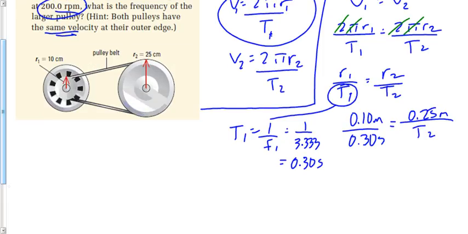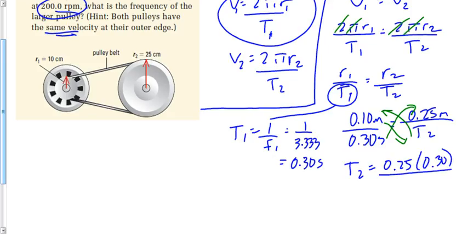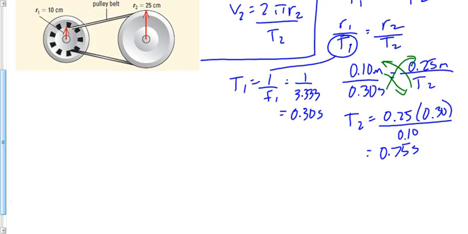So let's calculate T2 now. It's cross multiplying, really, right? T2 goes up by multiplying, the 0.1 goes down by dividing. Right? Taking that up, taking this down, and this goes up by multiplying. So T2 becomes 0.25 times 0.3 divided by 0.10. This is 0.75 seconds. And now once we've got T2, we can find F2.